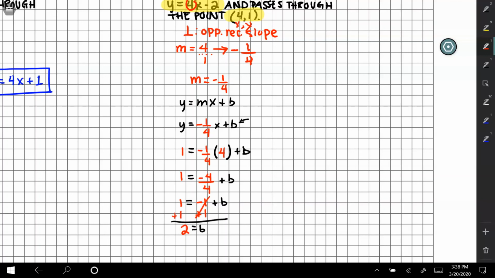And I'm going to come back to my y equals. My slope is negative 1 over 4, x, and my b is 2, and this will be my final answer.